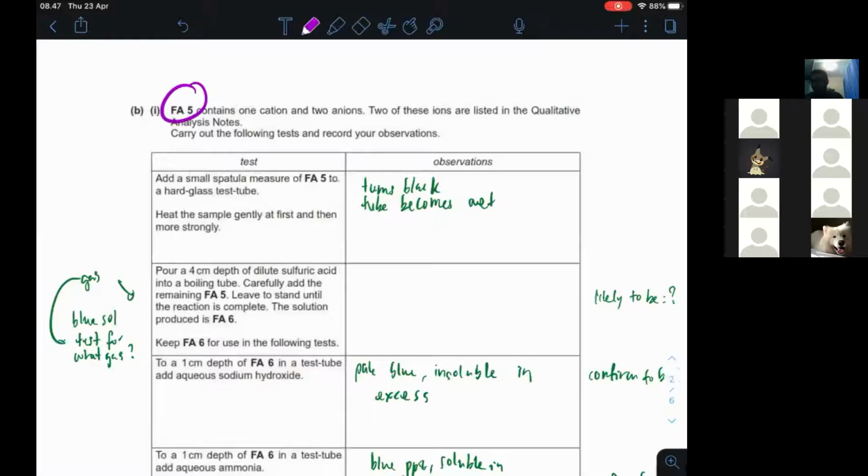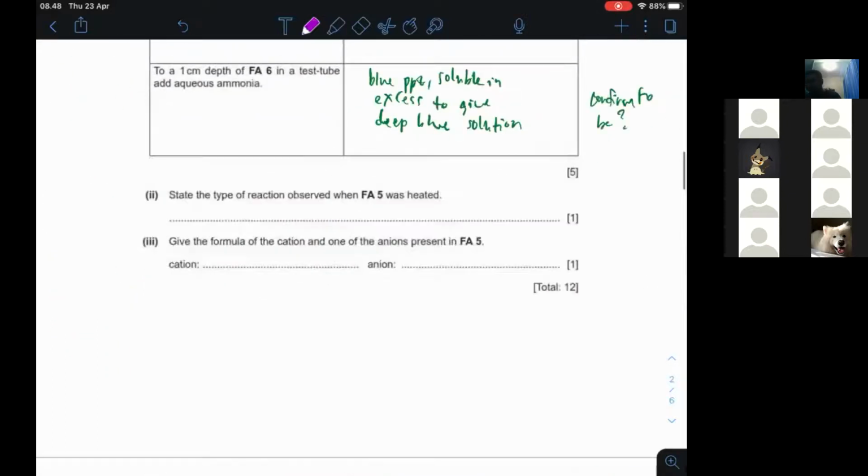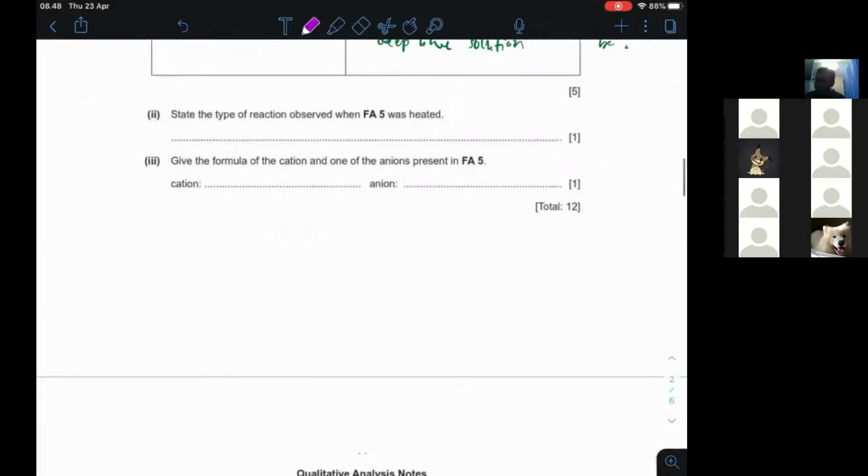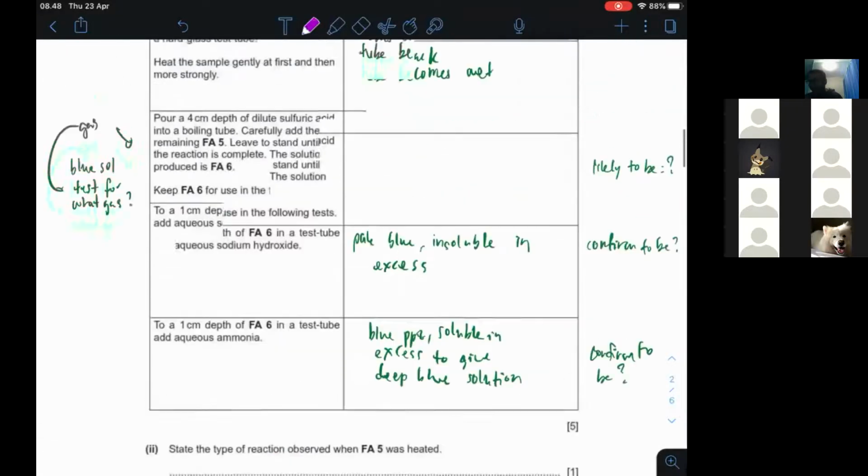It contains one cation and two anions. One cation, but two anions. Take note of this. Two of these ions are listed in the qualitative analysis notes. It means they have three ions over here, only two of them listed in your notes. One is not in your notes, and I don't think they will ask you to find what that is. Even when they ask the question, they say find out what the cation and one of the anions is. So they only ask for the ones that are inside your notes.